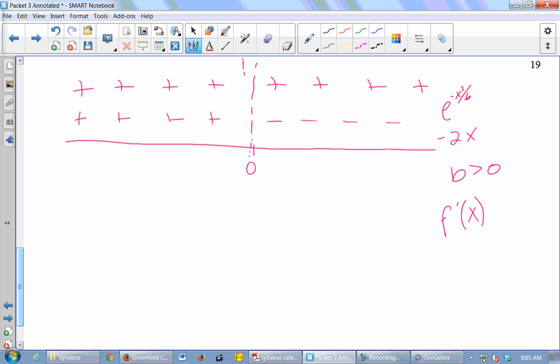Let's just assume b is positive to start. So we've got positives, positives, positives. So f prime would be positive times a positive divided by a positive, which is positive. And then to the right of 0, positive times a negative divided by a positive is negative. So that means that f is increasing and then decreasing, which means that 0 is a max.